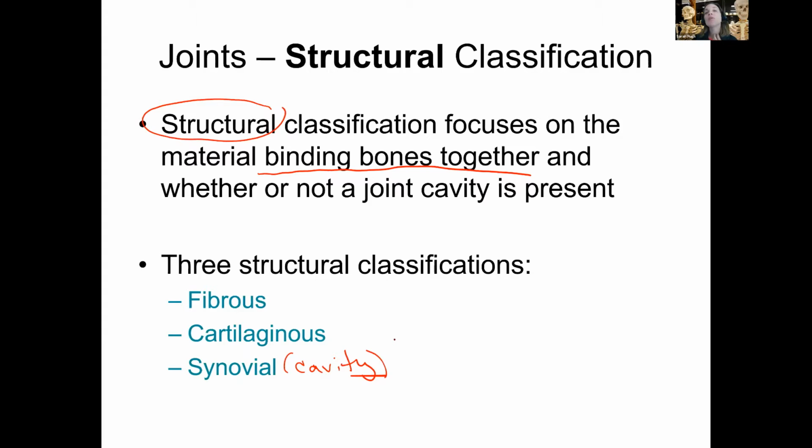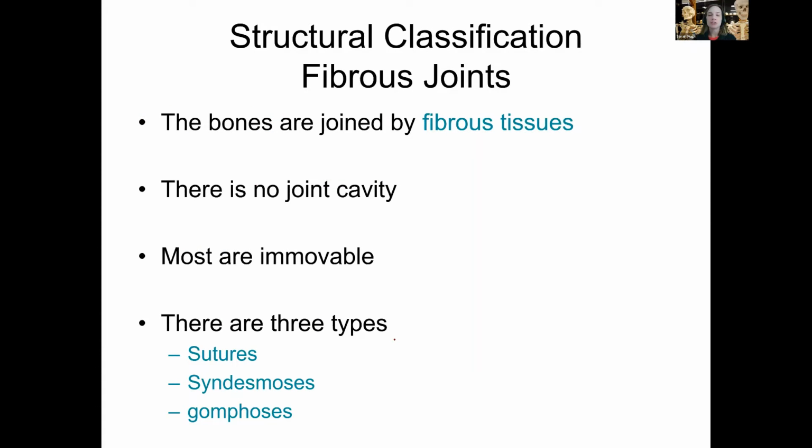Okay, so we're going to walk through our fibrous, our cartilaginous, and our synovial joints. We're going to talk about those, and I'll show you some examples of each of those. So fibrous joints, again, they're held together by fibrous tissue. There is no joint cavity. Remember, the only kind of joint with a joint cavity is a synovial joint.